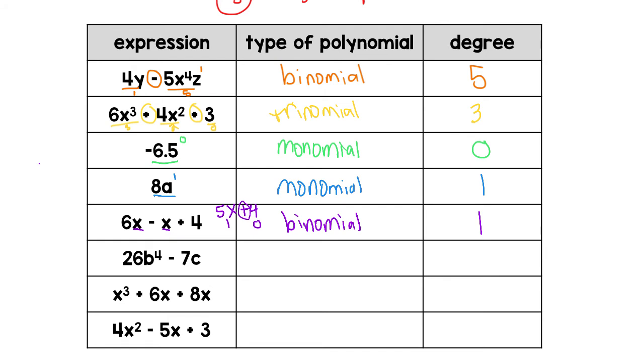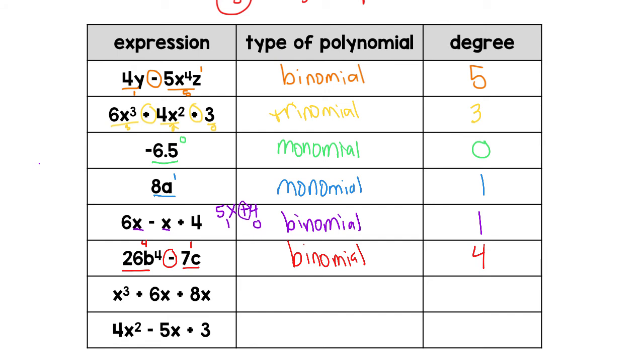Try the next one. All right, we can't combine any like terms here. We have 1 minus sign and 2 terms. So this is also a binomial. 26b to the fourth has a degree of 4. Negative 7c has a degree of 1, so our degree is 4. Try the next one.